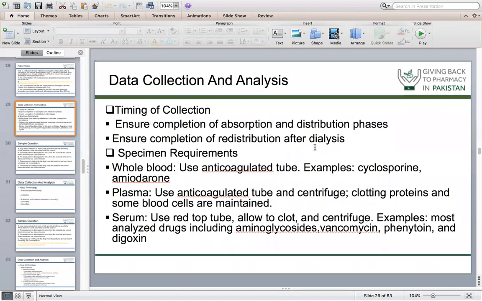Another important thing in hemodialysis, also we need to ensure complete redistribution. If we want to estimate the levels of a drug, we need to ensure complete redistribution, okay? So we need to keep in mind that timing is very important. And there are certain specimen requirements also for certain drugs. For estimation of certain drugs, we need whole blood, for example cyclosporine, amiodarone. Some drugs need to be estimated in plasma, and certain drugs need to be estimated in serum. So we need to remember these specific requirements for certain drugs.